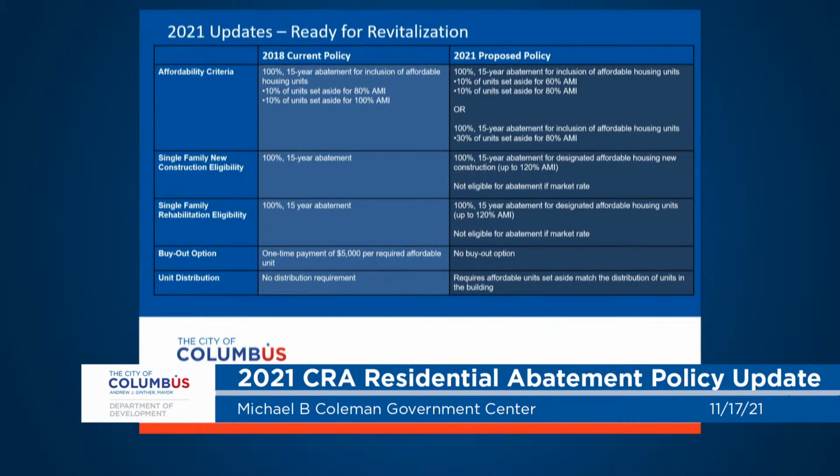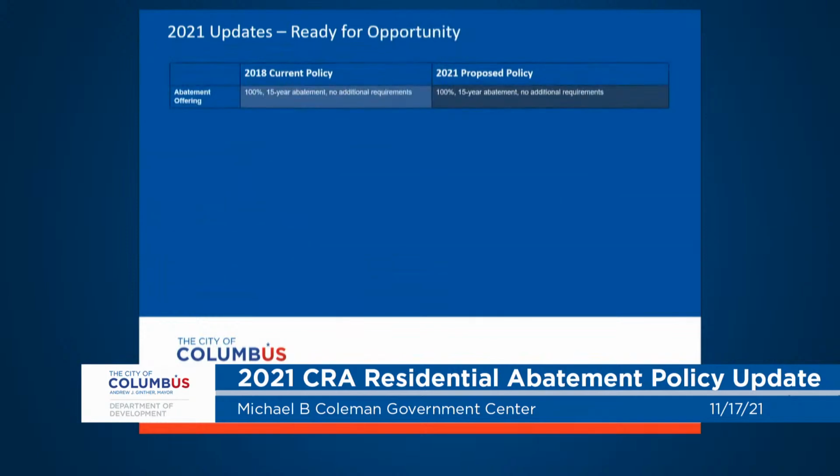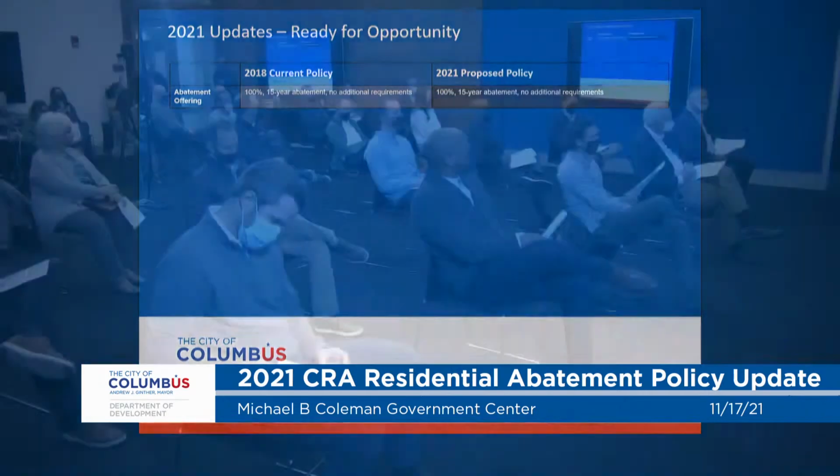If you take the abatement, you will need to have those homes available for folks earning less than 120% of area median income. And we have removed the buyout option and required that commensurate distribution across the affordable units. Our Ready for Opportunity neighborhood remains the same. As we looked at the information that we got from BOAT for the neighborhoods that fall into that third CRA category, we did not see the opportunity to require affordability in those communities, and that will remain an abatement that you can get in those third Ready for Opportunity communities.